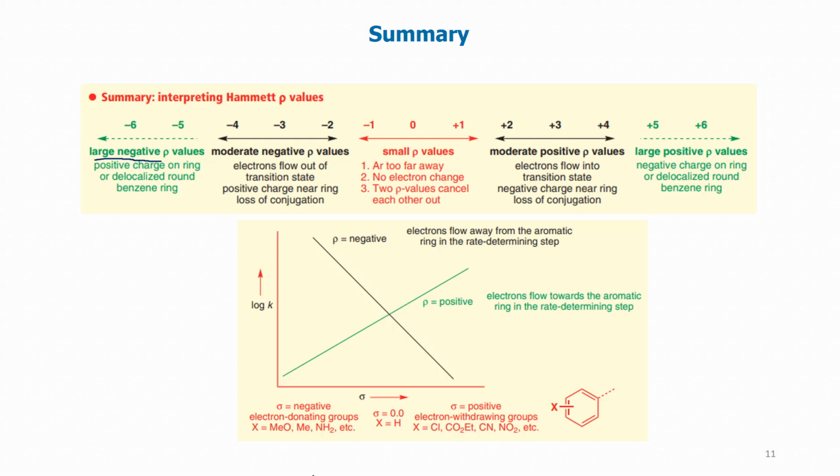So this will be the graph. If the rho value is positive, there will be a positive slope, and if the rho value is negative, there will be a negative slope, and if there is no effect, there will be a straight line.